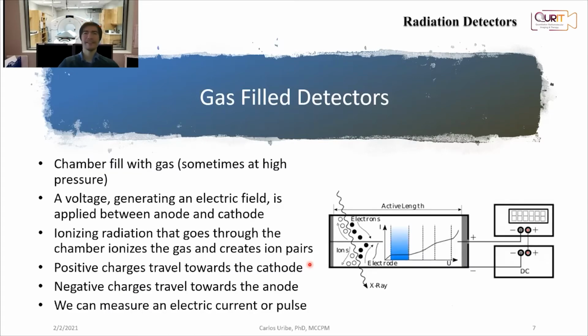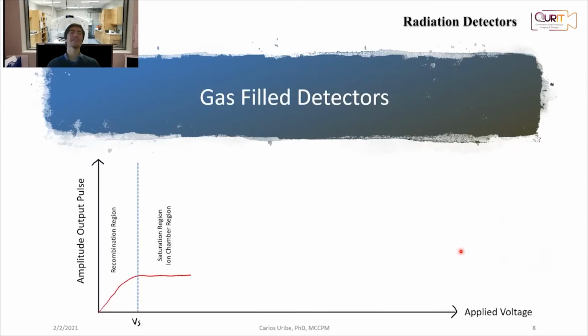Okay, but then let's think about, we can have this anode, this cathode. What's the voltage that we can put there? So we can start building a graph in which we're going to start increasing the voltage of that ionization chamber, that gas filled chamber. So if we start from 0 voltage, and then start applying a little bit of voltage and then start growing and growing, we see first this region that is called the recombination region.